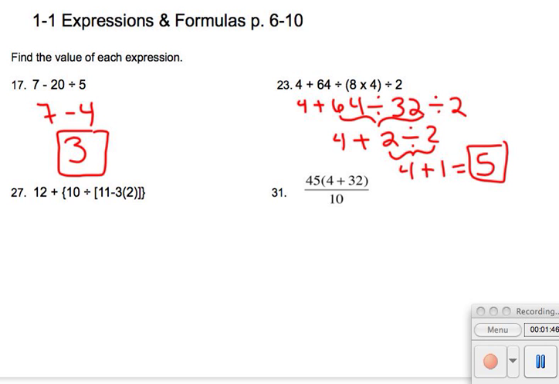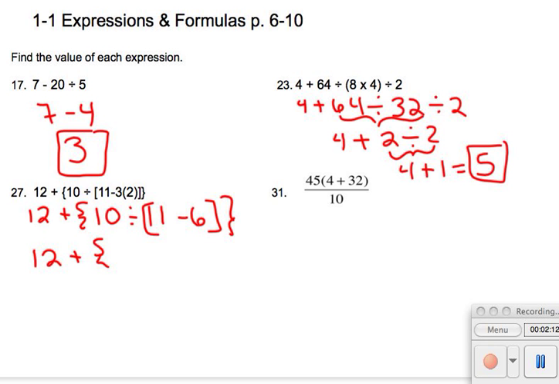When you look at problem 27, they have brackets, parentheses, everything in there. So you start with the innermost set of brackets. And you should show your work again on all of them as you step your way through it. The first thing we're going to take care of is that 3 times 2, which is 6. Now we took care of the parentheses that we had. The next step is to take care of the brackets with the 11 minus 6 in there, which will give us a 5.